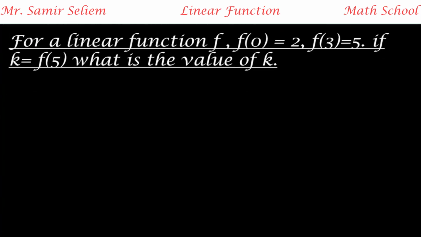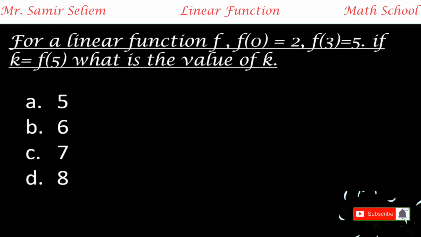For a linear function, as an example, f of 0 equals 2 and f of 3 equals 5. If k equals f of 5, what is the value of k? We have here options 5, 6, 7, 8.